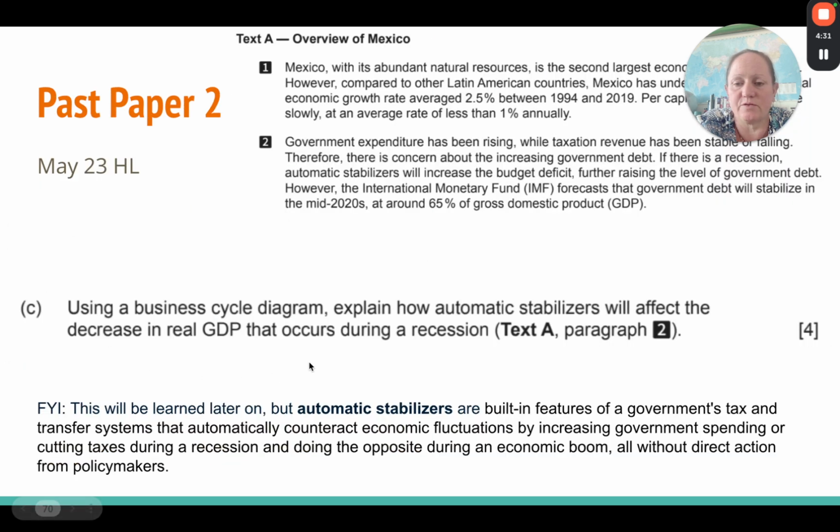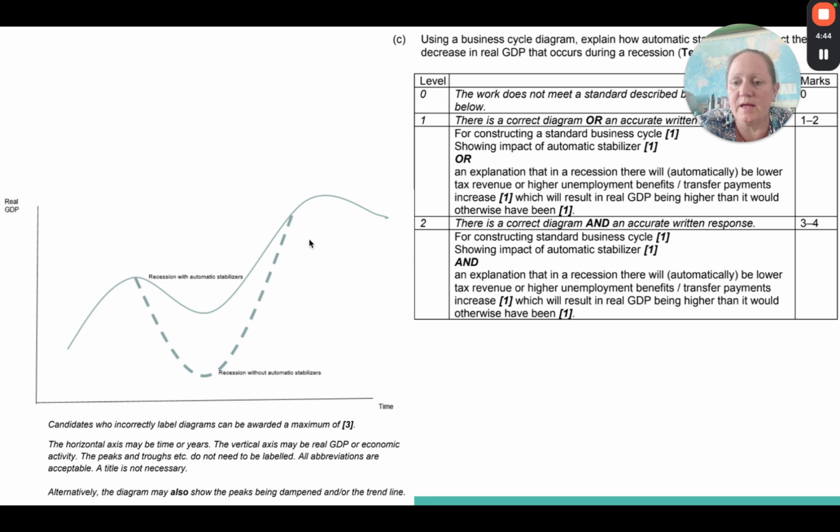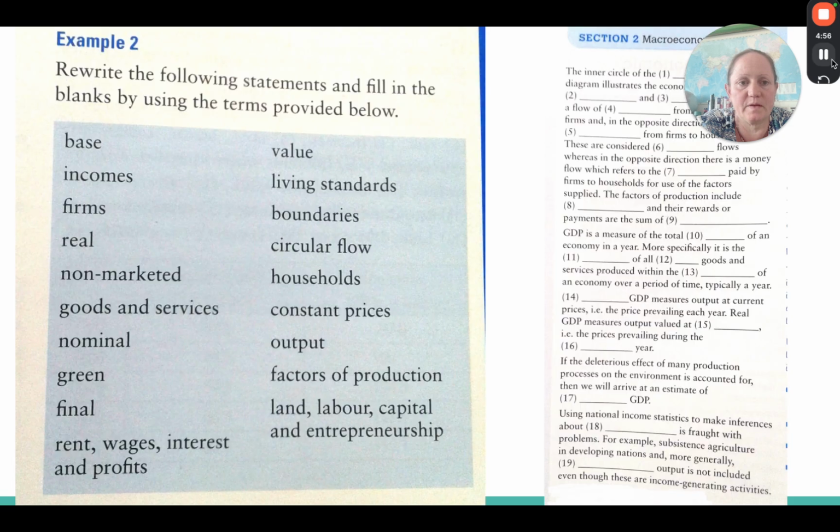This business cycle diagram was in a higher level paper in the past, and you can read through the questions here. It's more of a higher level question because it uses the term automatic stabilizers, but it gives you an idea of what it should look like. The IB had their business cycle labeled like this, which I think is a little bit incomplete, but you can see from this mark scheme what they expect. This is the task you'll finish after doing this.